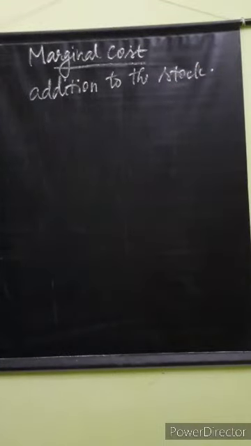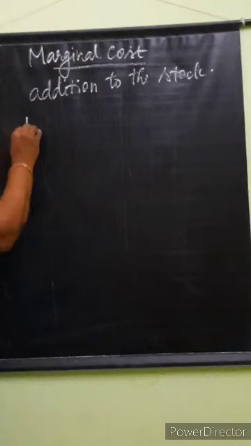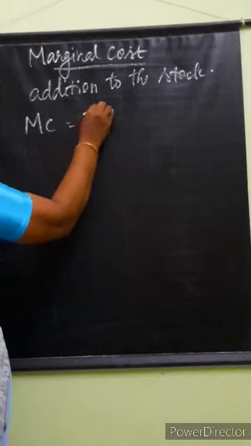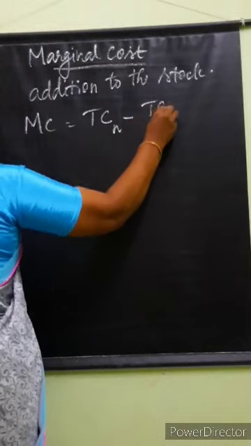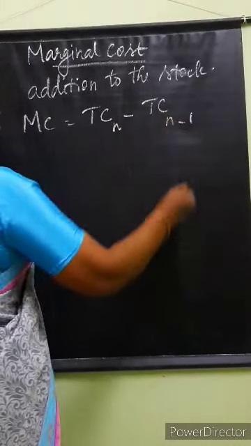Law of diminishing marginal utility, what you are studying, I told you how to calculate the marginal utility. So, marginal means the cost of the last single unit produced. So, how will you calculate the MC? Marginal cost is equal to total cost N minus total cost N minus 1.